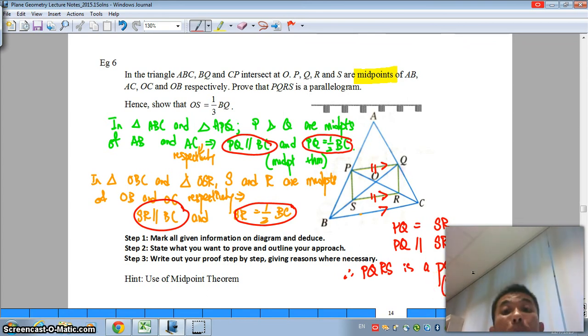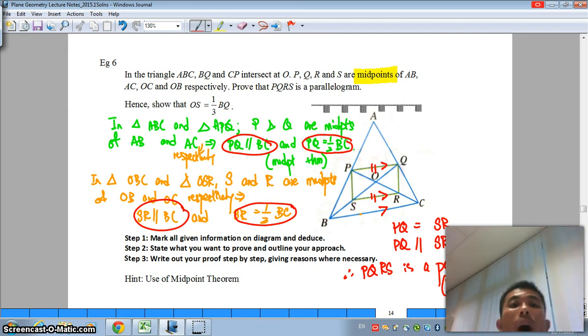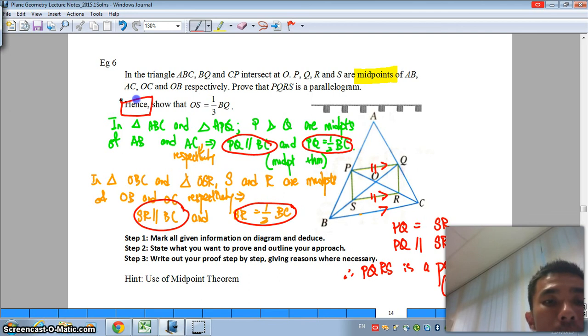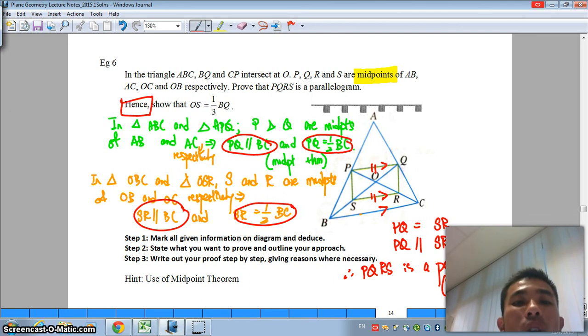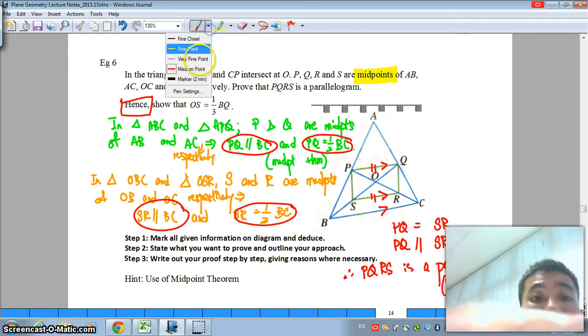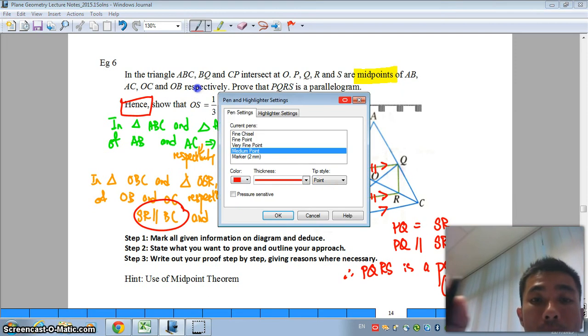The next part will be pretty straightforward. Why do I say so? Hence, if this is a parallelogram, we need to make use of the properties of a parallelogram to prove our next part because of the word hence. Show that OS is equal to 1/3 of BQ, which is the long line over here. On first glance, it seems difficult. But if you have remembered what we have done for A math, I'm going to outline it now for you.